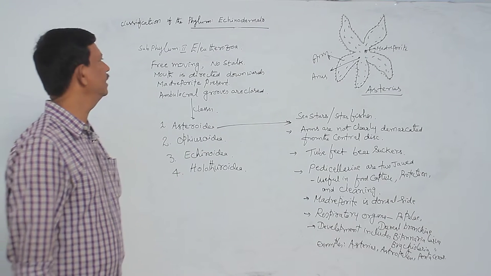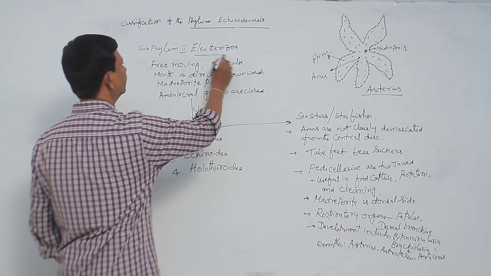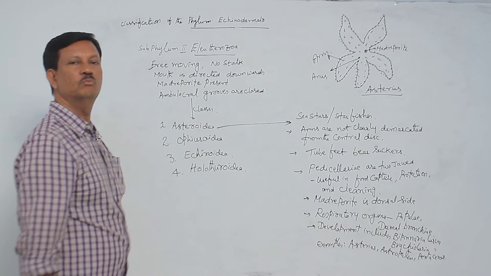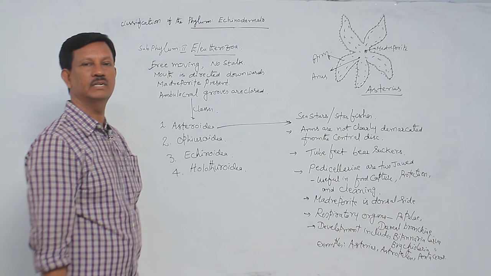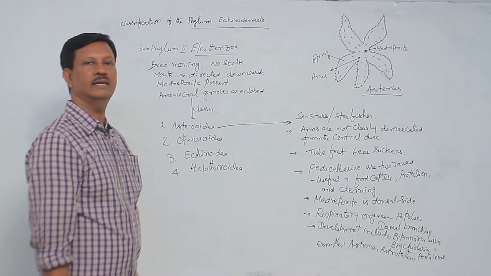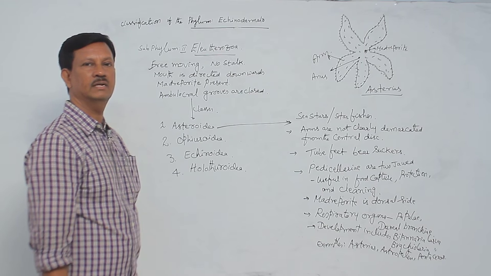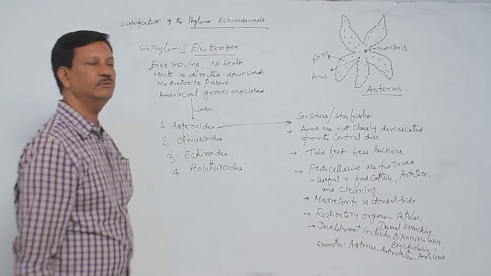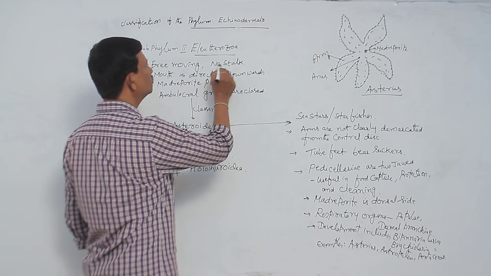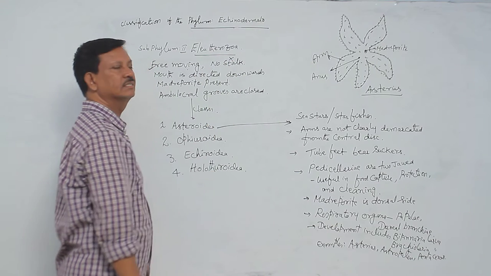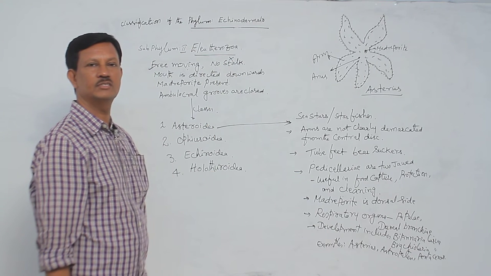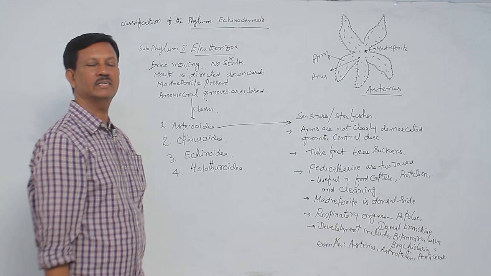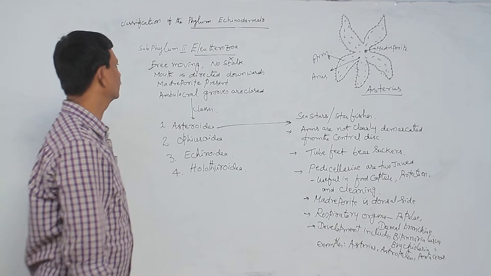Subphylum Elytrozoa main characters: they are free moving animals. They are found in the seawater and do not attach to the substratum. They move freely in the water. Due to the free moving, no stalk is present. There is no cirrhe, no stalk is present. That's why they move freely in the water.